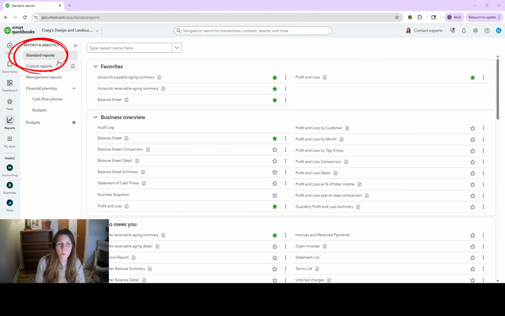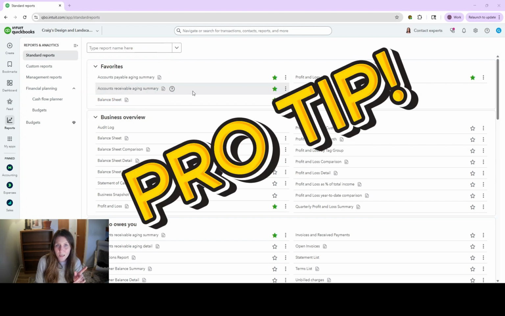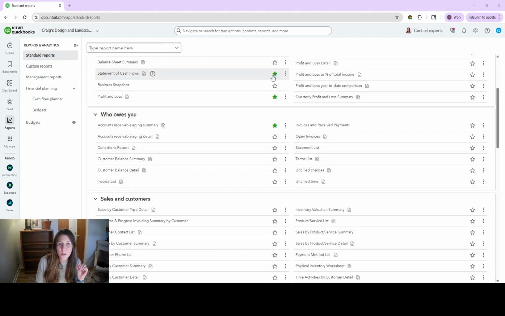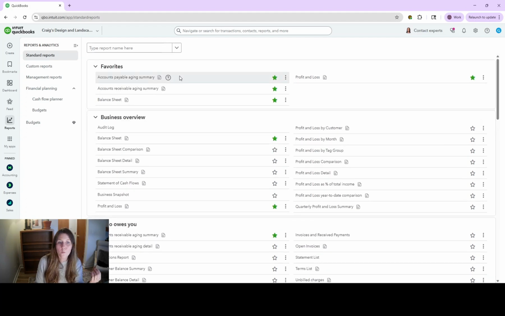Under the standard reports, you will find a report called Accounts Payable Aging Summary and one called Accounts Receivable Aging Summary. Pro tip, I have these saved as favorites. All you need to do is scroll down to whatever report you want to look at. If it's one that you use often, I recommend clicking the green star, and that will bring that specific report up here to your favorites so you don't have to go scrolling for it every time you want to look at it.